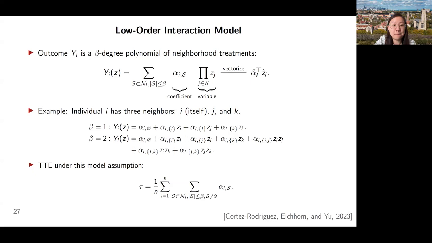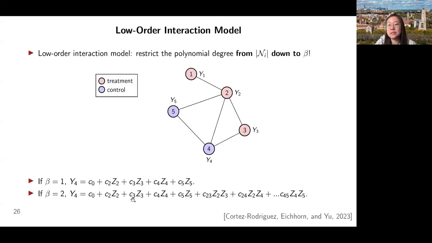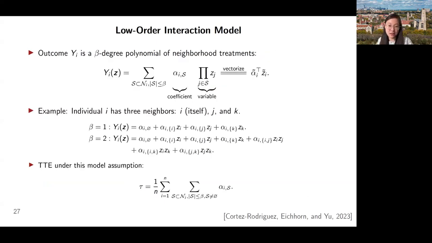I do want to emphasize that in this paper, we don't assume any shared parameters across the units. Unit 4 has its own set of parameters, 3 has its own set of parameters, 2 has its own set of parameters. We can allow for full heterogeneity of the parameters. To make our example slightly more general, let's consider an individual i that has 3 neighbors, itself, j and k. If beta equals 1, we could write Yi as Yi empty set plus the first order terms. If beta equals 2, we have Yi empty set plus the first order terms and the second order terms.